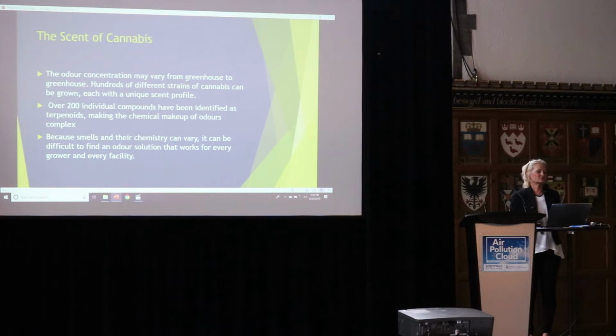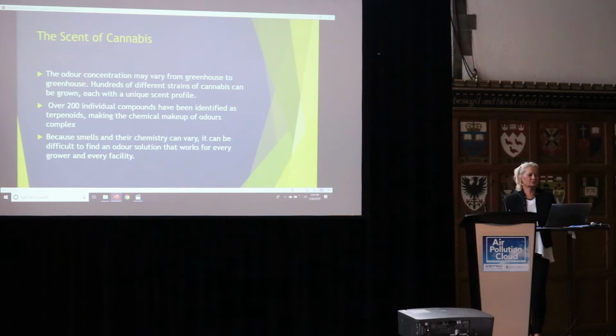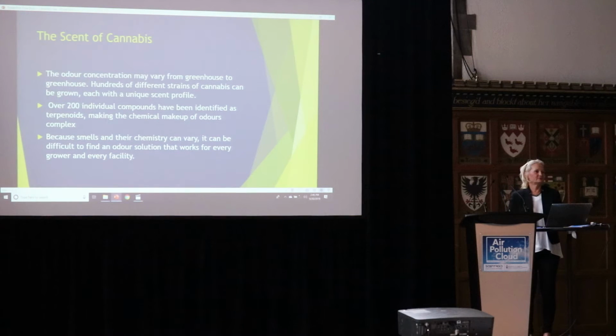As I said, the concentration might vary from greenhouse to greenhouse, and between different strains of cannabis, and that's the reason you have to take into consideration also the strains of the cannabis.